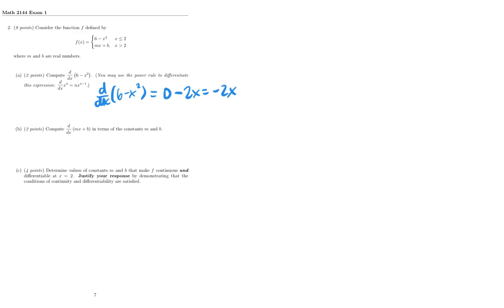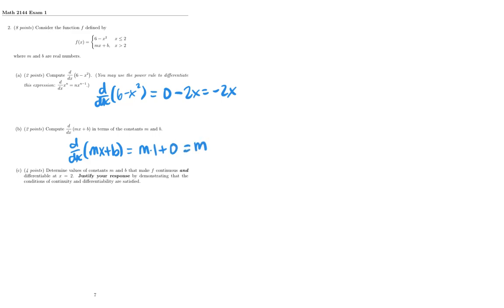Then it says compute the derivative of mx plus b in terms of the constants m and b. So the derivative with respect to x of mx plus b is just going to be m times the derivative of x, which is 1, plus the derivative of b, which is just a constant, is 0. So this is equal to m.